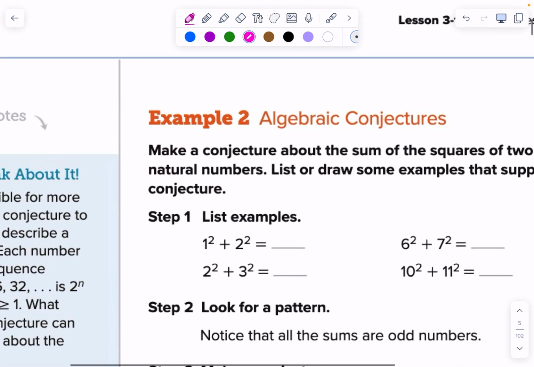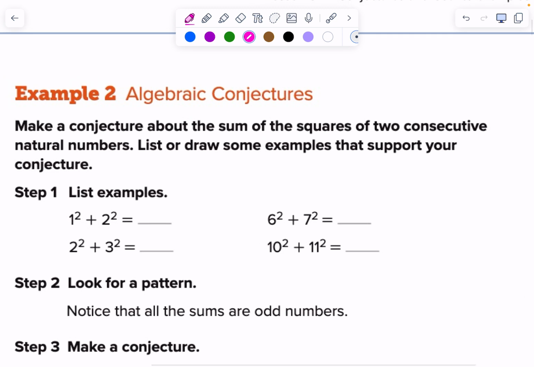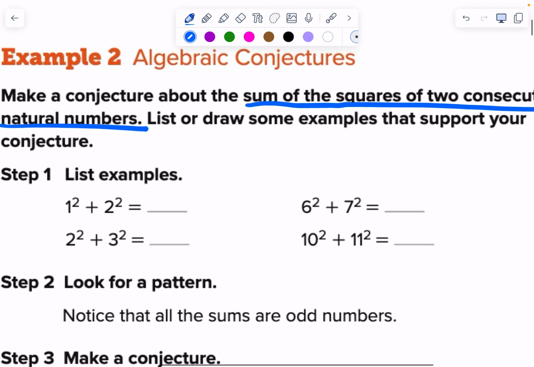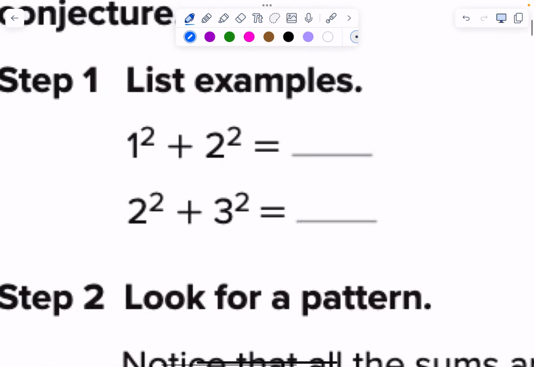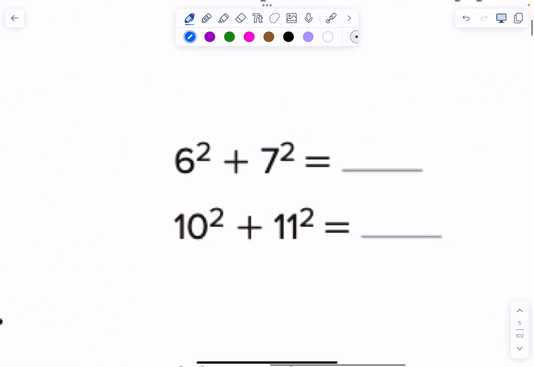All right. Example 2, make a conjecture and then draw some examples to support this. It says, make a conjecture about the sum of the squares of 2 consecutive natural numbers. Consecutive natural numbers means consecutive counting numbers, like 1 and 2, or 2 and 3, or 3 and 4, or 4 and 5, or 5 and 6, or 6 and 7, or 7 and 8, or 8 and 9, and 9 and 10, and all the things, right?